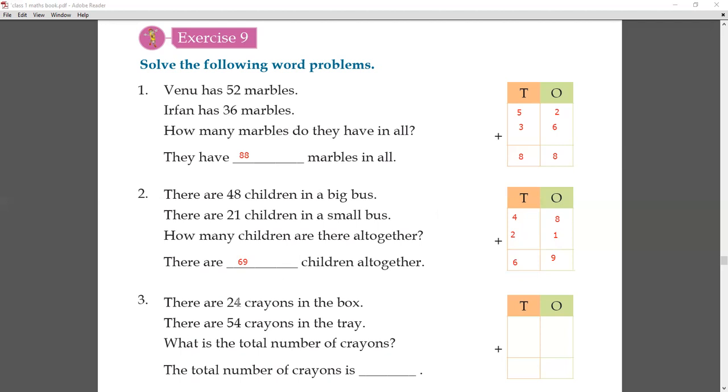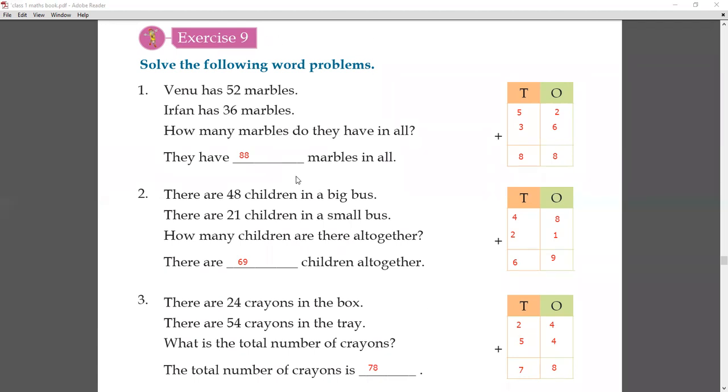Now next is, there are 24 crayons in the box. So what we write here? 2, 4. There are 54 crayons in the tray. 5, 4. Okay. Then we add 4 plus 4 is equal to what? 8. That's why we write 8 here. 2 plus 5 is equal to 7. We write 7 here. The total number of crayons is 78. So we write 78 here. I hope you all have understood this.